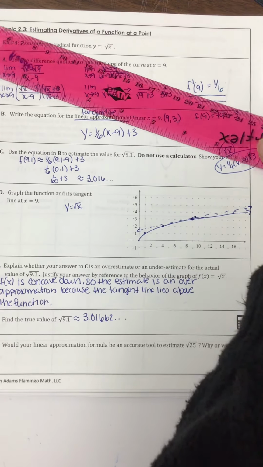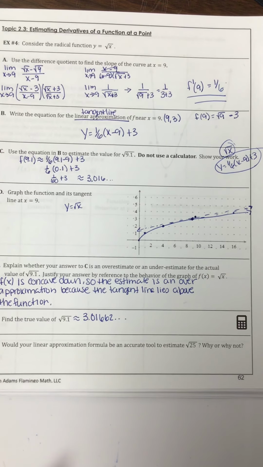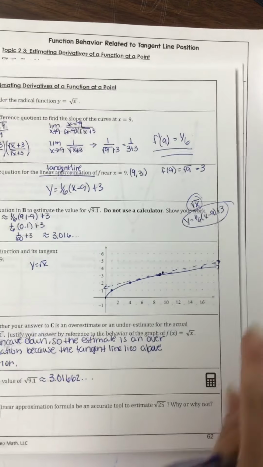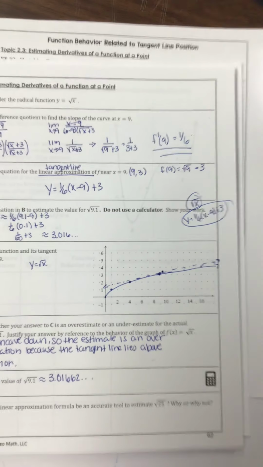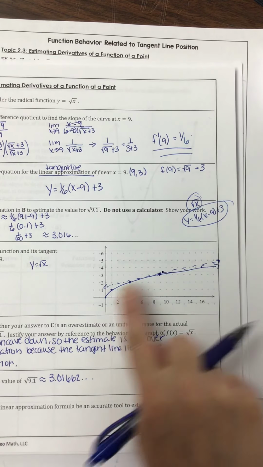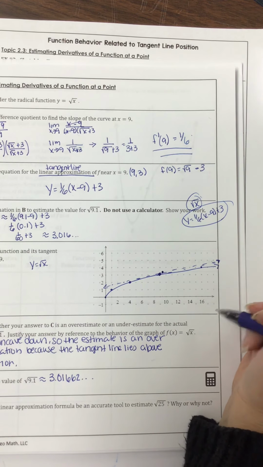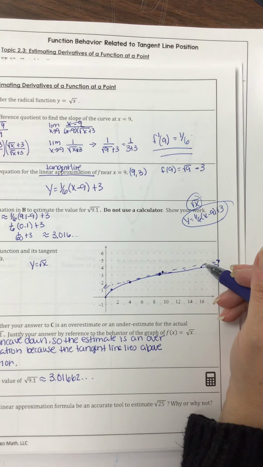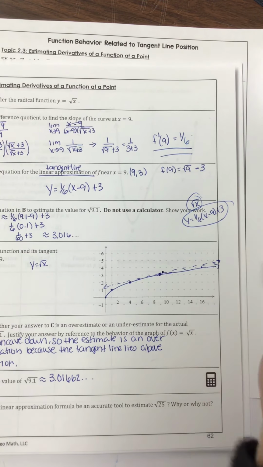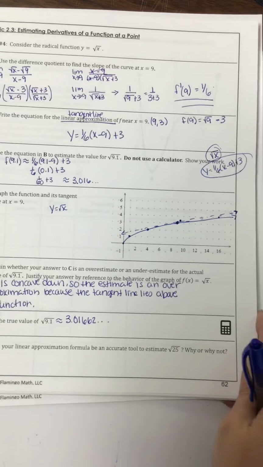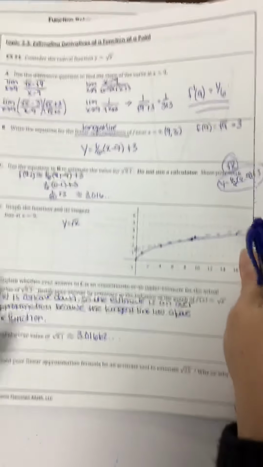Would your linear approximation formula be an accurate tool to estimate the square root of 25? Look up there. Do you think that line is going to estimate square root of 25 very well? Doesn't really estimate square root of 16 very well. And 25 is going to be more difference between the line and the curve, isn't there? So what do you think? Yeah, I would say no.